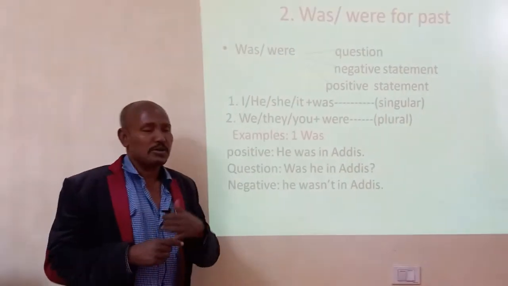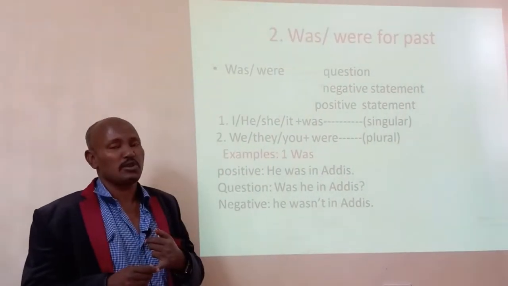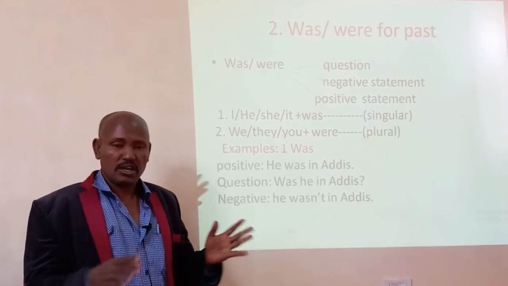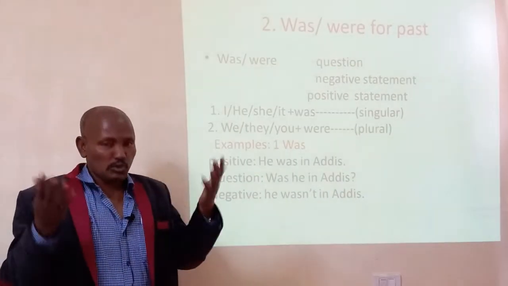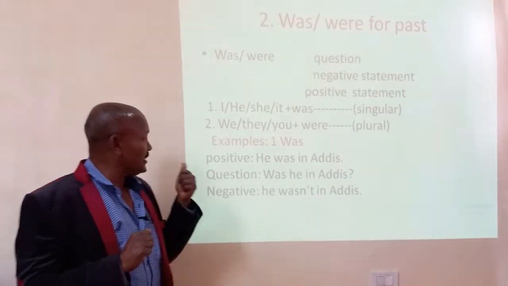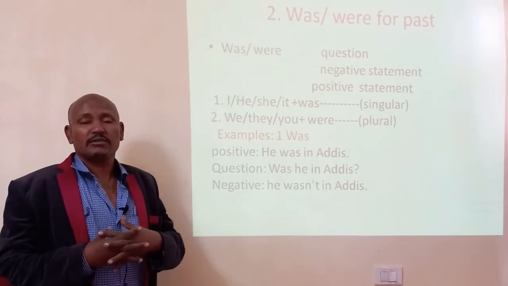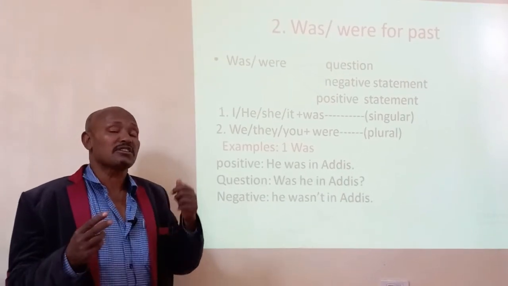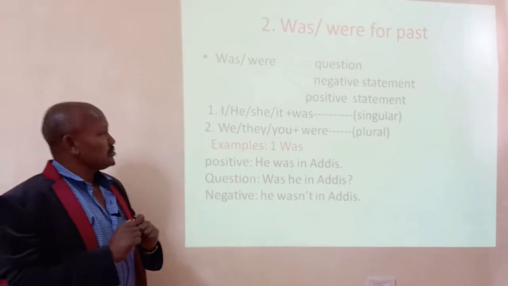These pronouns always take was, for positive, for question, and for negative sentences. And the rest, first person plural we, third person plural they, and you, whether singular or plural, has the same form. So we and they and you plus were is the right way of making sentences using were. That's clear, I think.